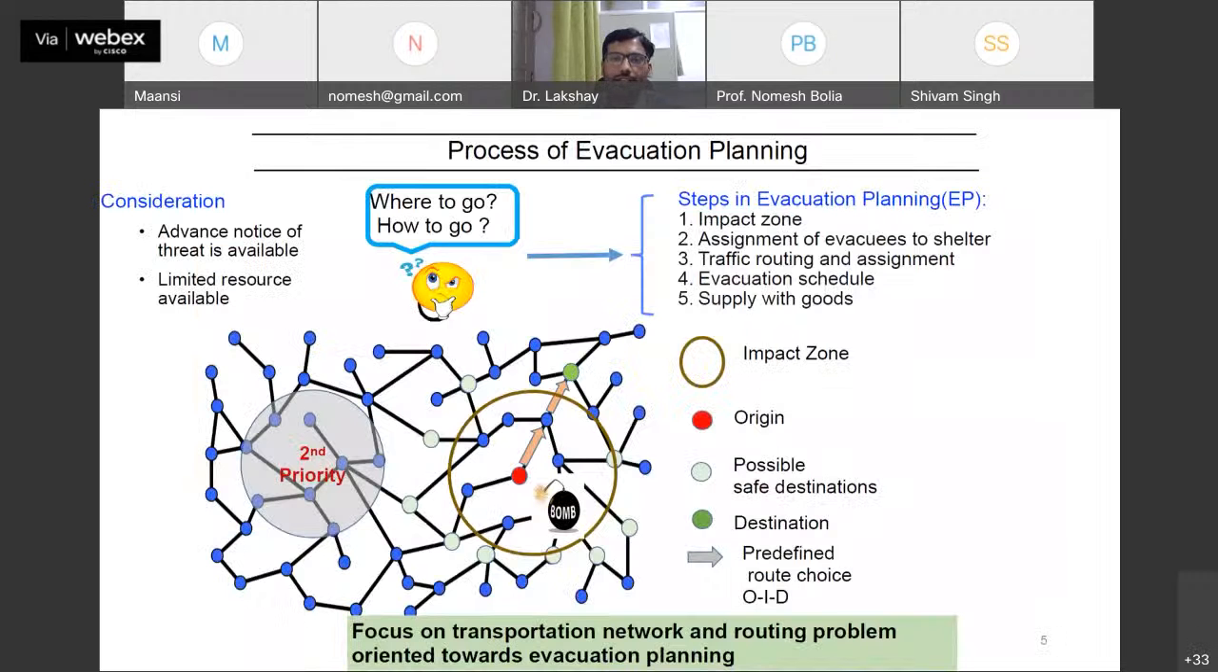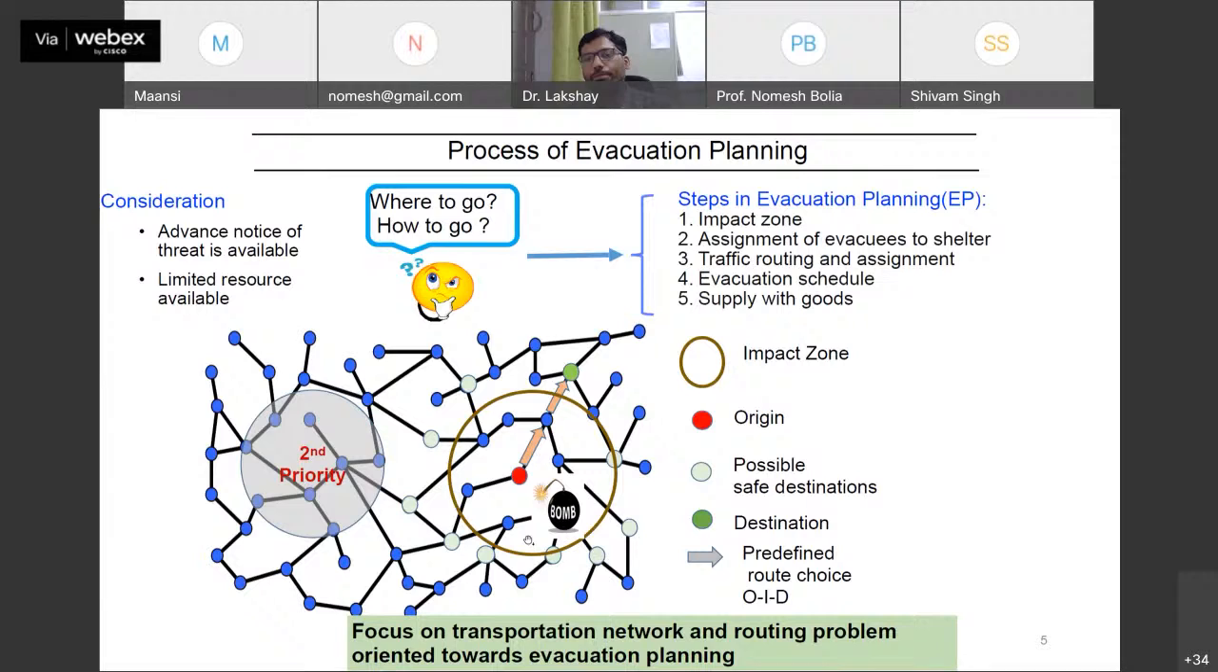Now if you see here, the process of evacuation planning, as I've told you, involves resources and schedule, but mainly it can be divided into five steps. Let me first consider an example just to explain it. Suppose there is going to be some kind of bombing. It has not happened yet. You just got the information that there is going to be bombing in this area.